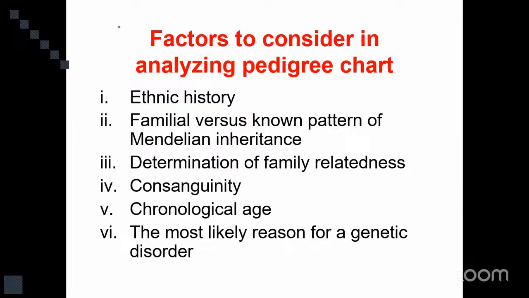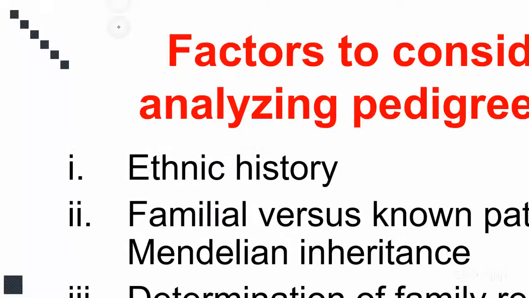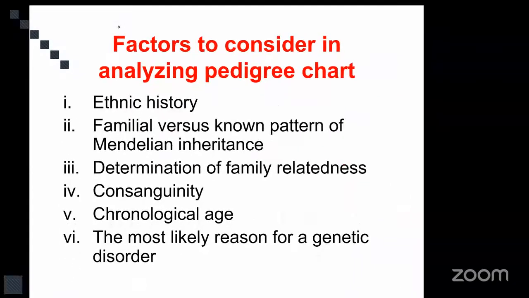So what are some of the things that we need to consider when we're looking at this? We need to consider things like the ethnic history of the individual, familial versus non-Mendelian pattern of inheritance, determination of family relatedness. Remember, we consider the second and third degree relatives, then consanguinity, are people related, then chronological age and at what age, then the most likely reason for a genetic disorder can also be looked at.